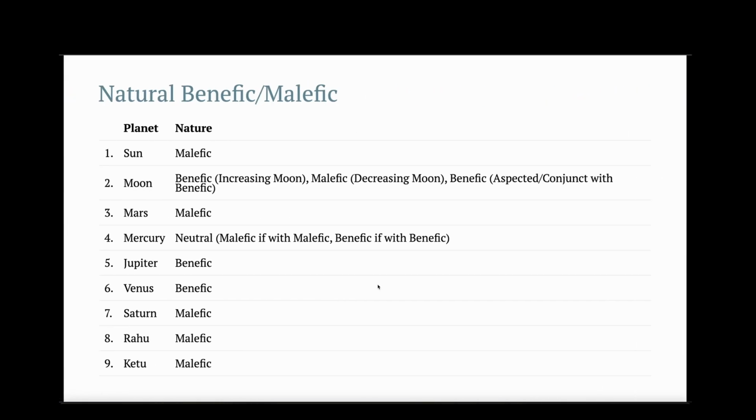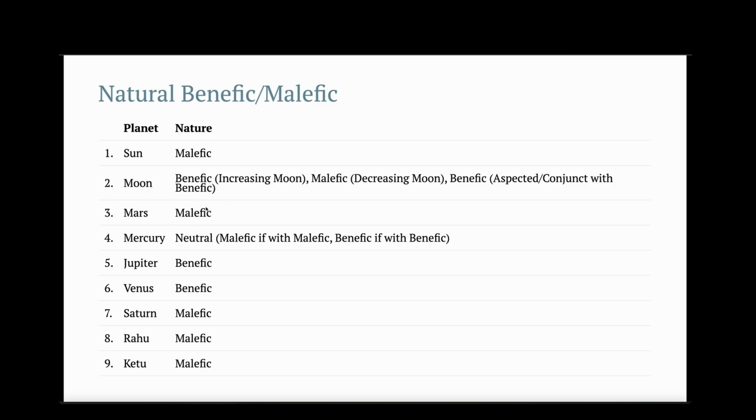Let's move on to the natural benefic and malefic planets. Sun is a naturally malefic planet, Moon is benefic as well as malefic. If it's an increasing moon, that means the moon is in Shukla Paksha, the moon is benefic, and if it's a decreasing moon or the moon is in Krishna Paksha, then the moon is considered malefic. However, if the moon is aspected by or conjunct with a benefic, then the moon becomes benefic.